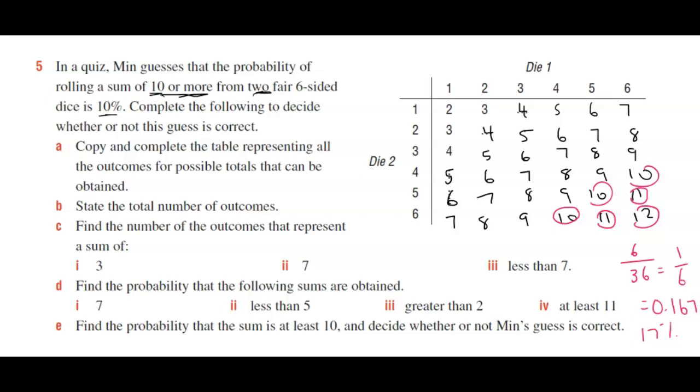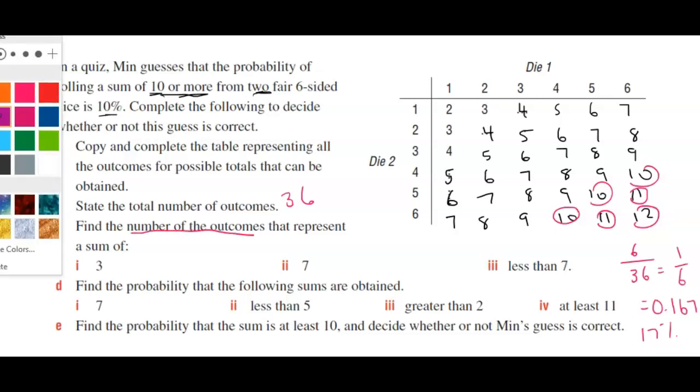So we've copied and completed the table. State the number of outcomes. So there's 36. Find the number of outcomes that represent... Okay, I'm just reading ahead because I'm wondering why I answered that question and where that question actually is. All right, let's go back and we'll just answer the questions. Find the number of outcomes that represent the sum of 3. So this time we're just doing number of outcomes. We're not finding a probability.